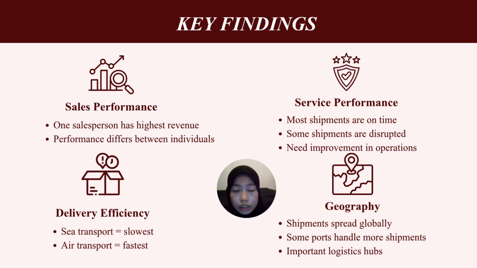The third key finding is service performance. Looking at service performance, most shipments are delivered on time. However, there are still some shipments that experience disruptions, such as delays or issues during transit. This shows that although our performance is generally good, there is still a need for improvement in operations to reduce disruptions. The last key finding is geography.